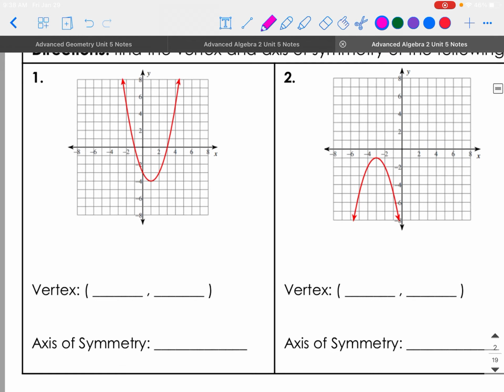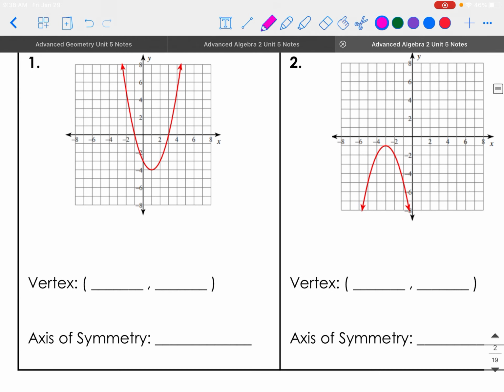All right, so just a few quick examples. First off, the vertex is the point (1, -4). And so the axis of symmetry is this line. That's where it would cut in half. It always cuts in half at the vertex. So we write x equals 1. That's the line, x equals 1.